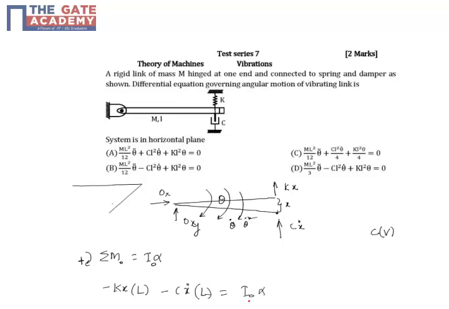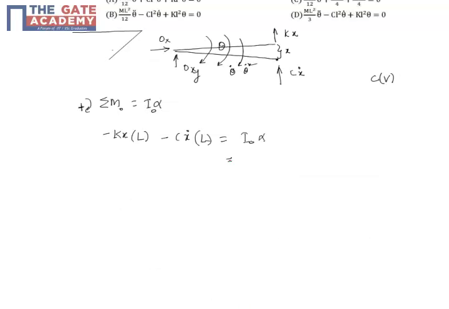Now I naught is the mass moment of inertia of the rod about the end. About the end it's mL square by 3. About the center it would be mL square by 12. But this is about the end O. Now what is x? x is the tip displacement.